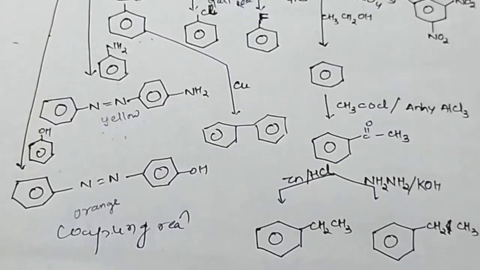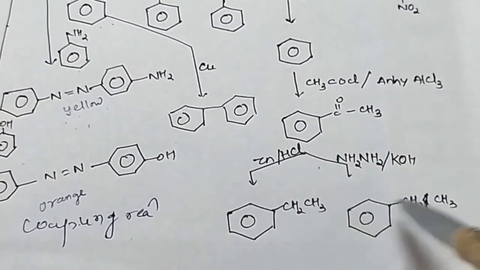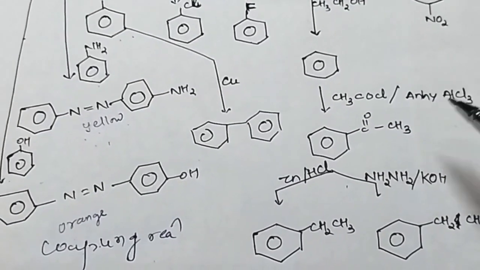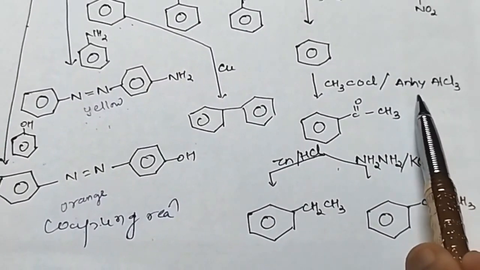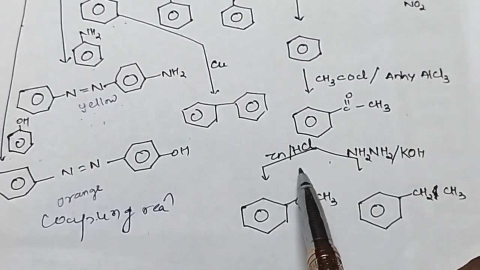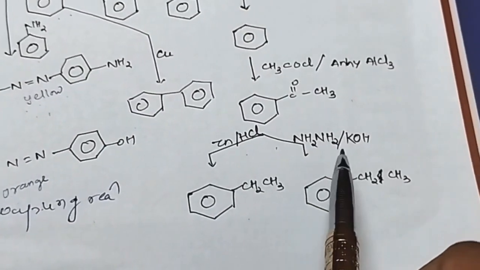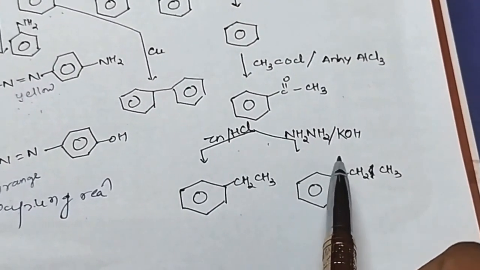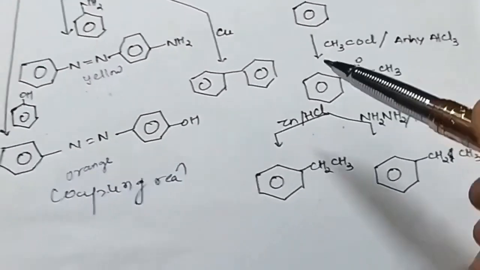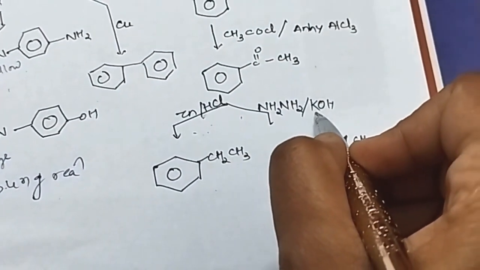When benzene is treated with ethanoyl chloride in presence of anhydrous AlCl3, then acetophenone is formed, and this reaction is known as Friedel-Crafts acylation reaction. When acetophenone is reduced in presence of Zn/HCl, then ethylbenzene is formed. When it is reduced in presence of NH2NH2/KOH, hydrazine and KOH, then also ethylbenzene is formed. And this reduction is known as Clemmensen reduction, and this reduction is known as Wolff-Kishner reduction.